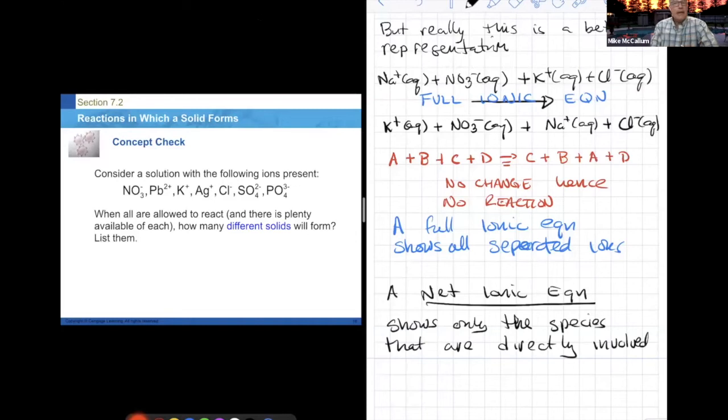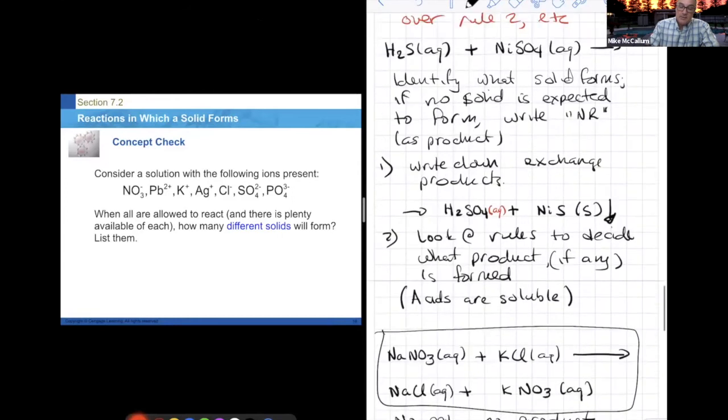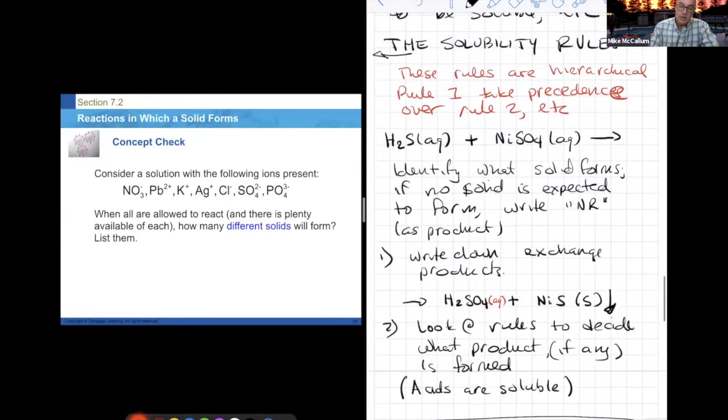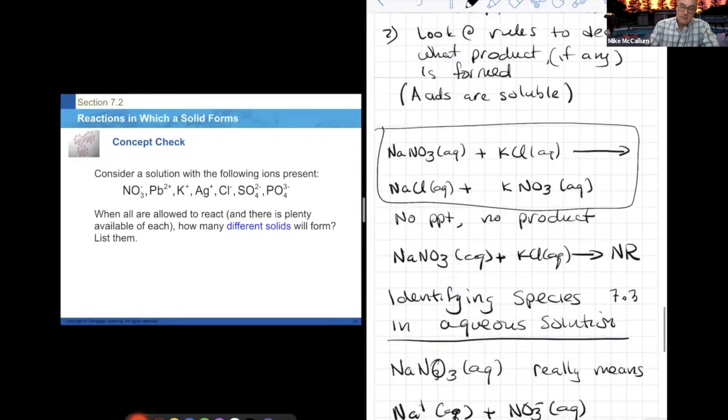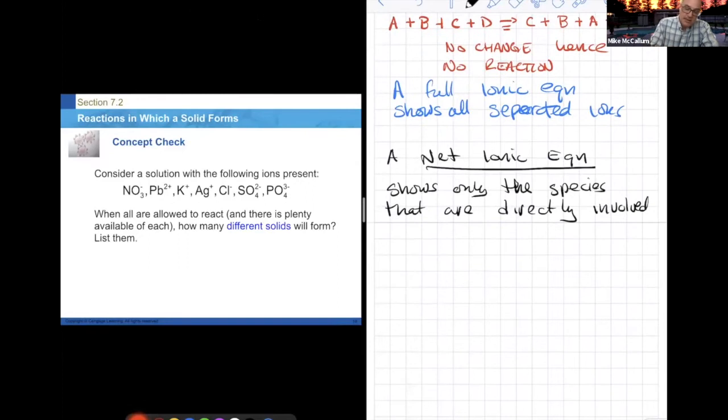Well, we can't use the immediately previous reaction to illustrate what a net ionic equation is because there's no reaction. But what we can do is go all the way back up here and use our H2S plus nickel sulfate reaction. So let's do that again.